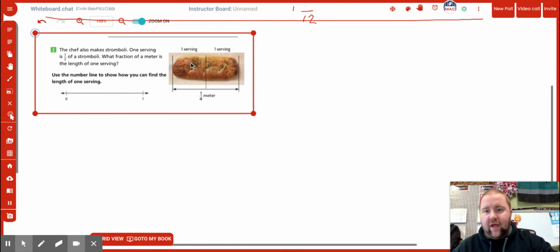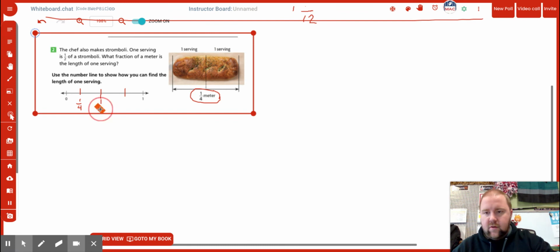So we're looking at this stromboli here, and we've broken it into half because half of this stromboli is one serving. We need to figure out what fraction of a meter is the length of one serving. The number line is a really good use for this one because it shows 0 and 1, which is one whole. We're talking about only 1/4 of a meter. So first we take our number line and break it into fourths, because we are dealing with 1/4 of the meter.